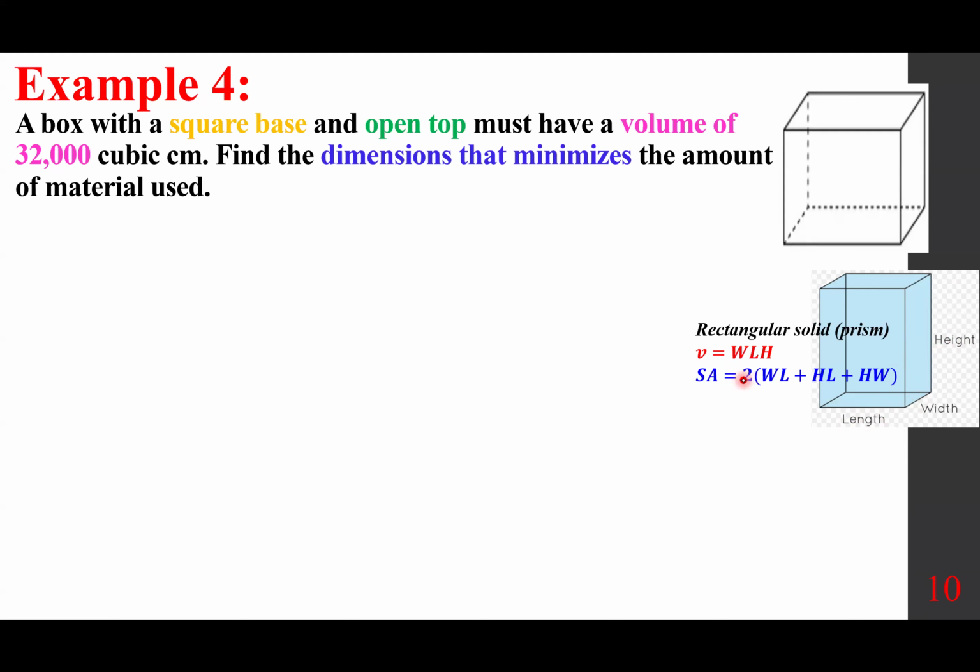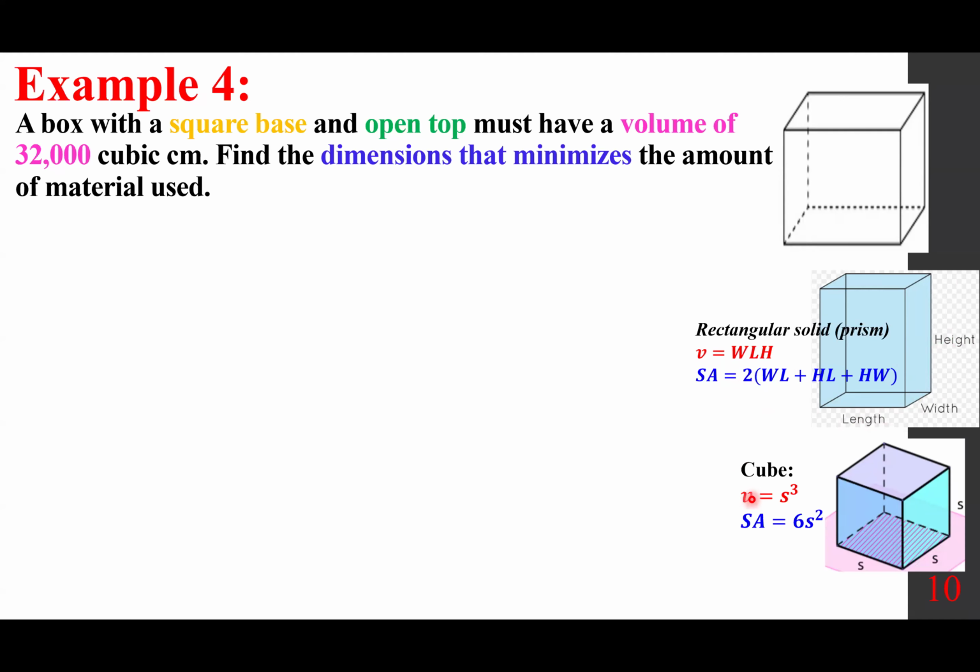Now, if all sides are identical, we call it a cube, in which case the volume is s cubed. Surface area, one side is s squared. There are 6 of them, 6s squared. So this is just to remind you how we did this before. Again, prior knowledge of mathematics. What's happening with this one? We have to define our variables.